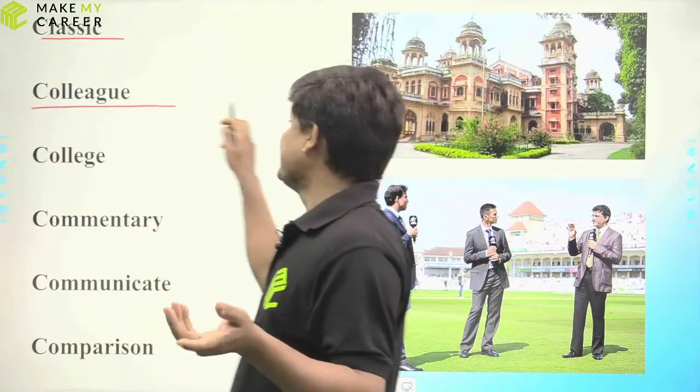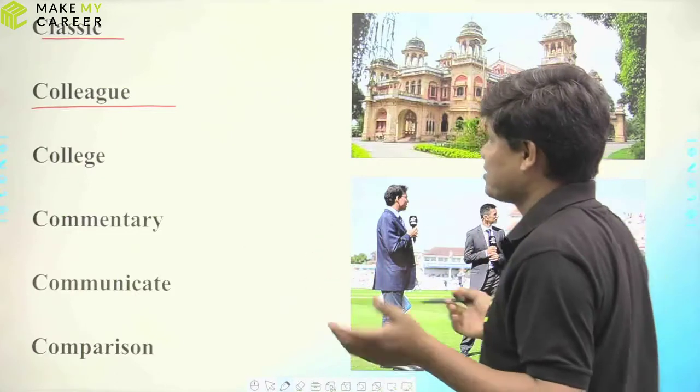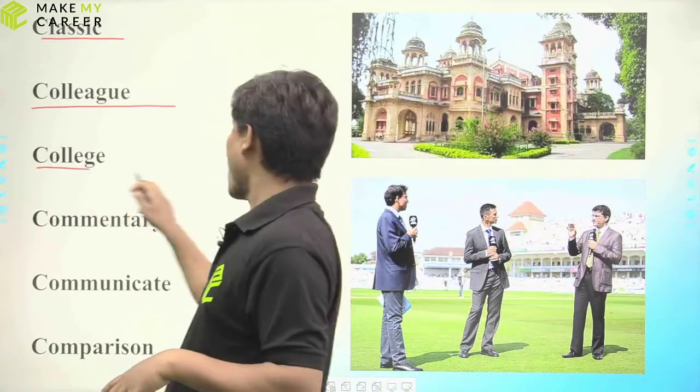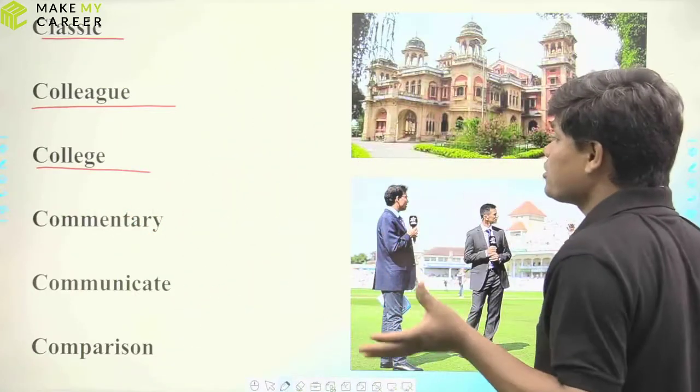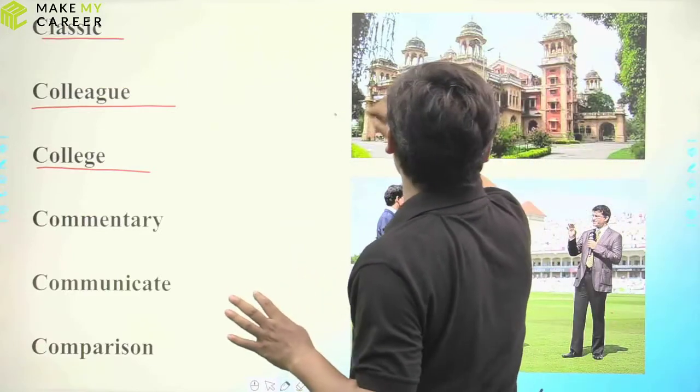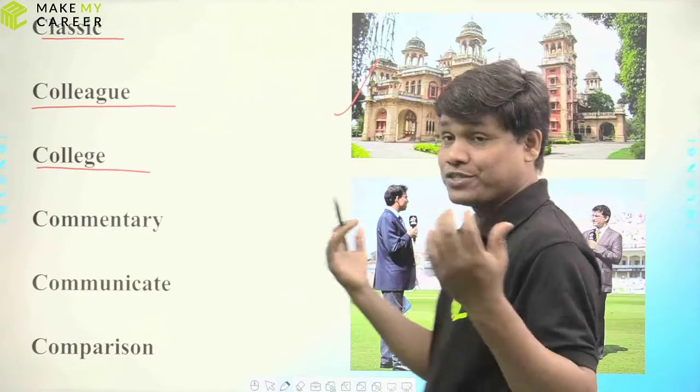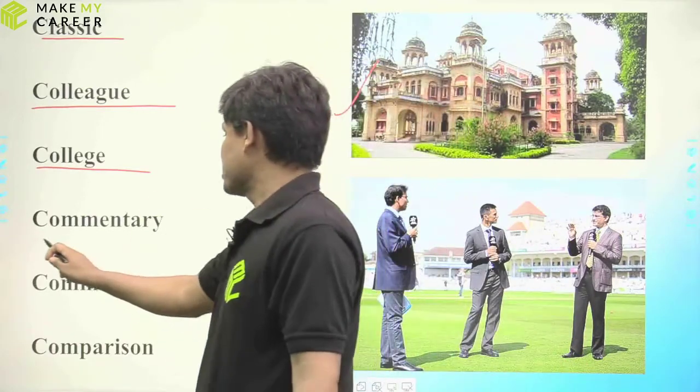Now next one is classic. Right? Classic. Next one is college. This is what? College. And this is a beautiful picture of University of Prayagraj. You can say University of Allahabad. Next one is commentary.